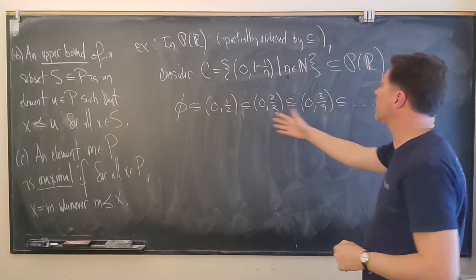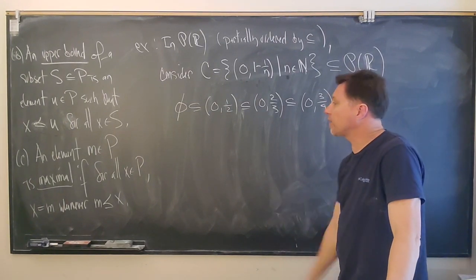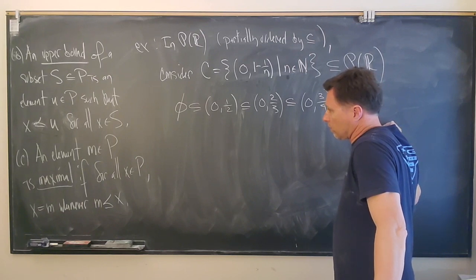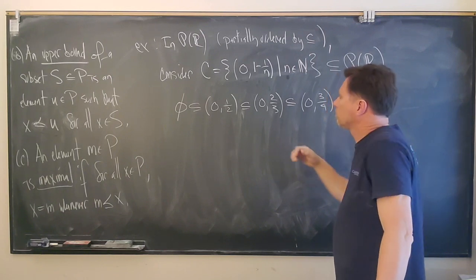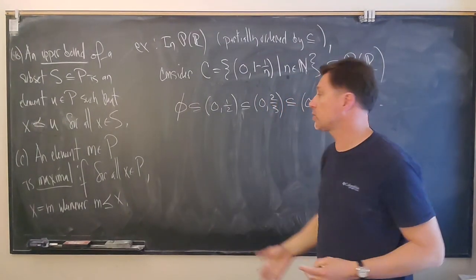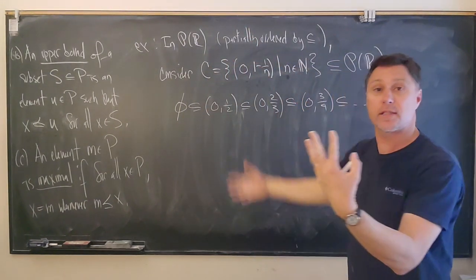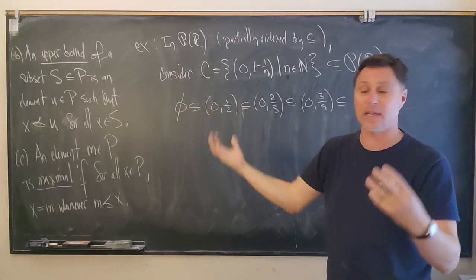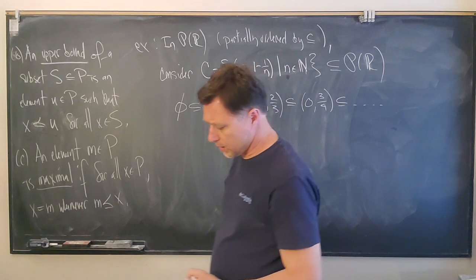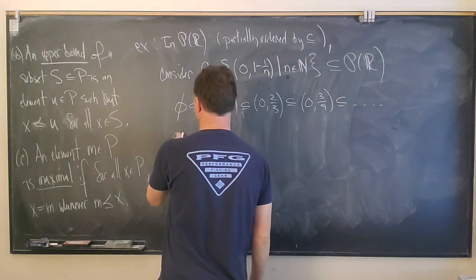It's this nested collection. That's what a chain is. It's a collection of elements that you can line up like this, essentially. And everybody is comparable to everybody else. If I take any two elements in this set, I can say one is larger than the other. One is contained in the other. So there's an example of a chain. And then a couple of observations. So let's say observe.